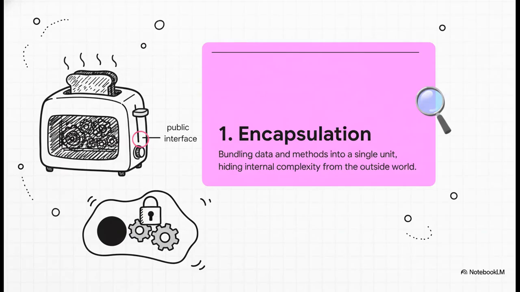The first pillar is encapsulation. Think about a toaster. To make toast, all you need to do is interact with one simple thing, the lever. That's its public interface. You don't need to know anything about the private stuff inside, the heating coils, the timer, none of it. Encapsulation is just like that. It hides all the messy internal details of an object and just gives you a simple, clean interface to work with.